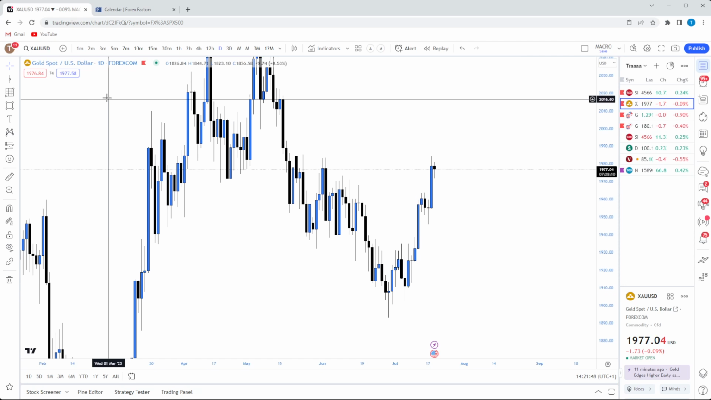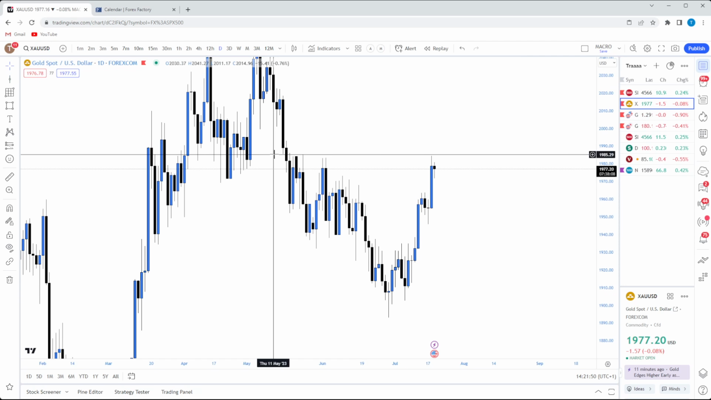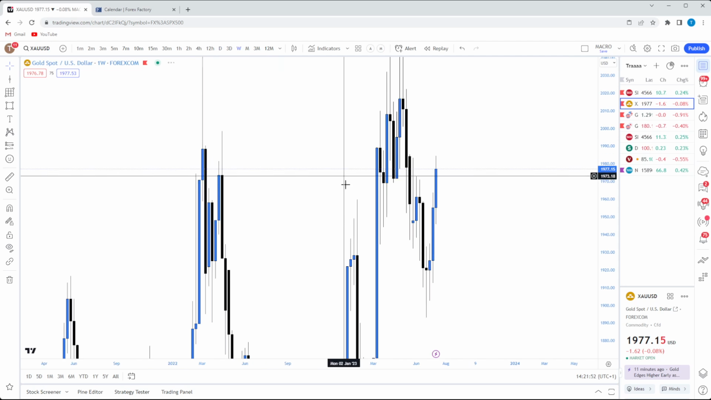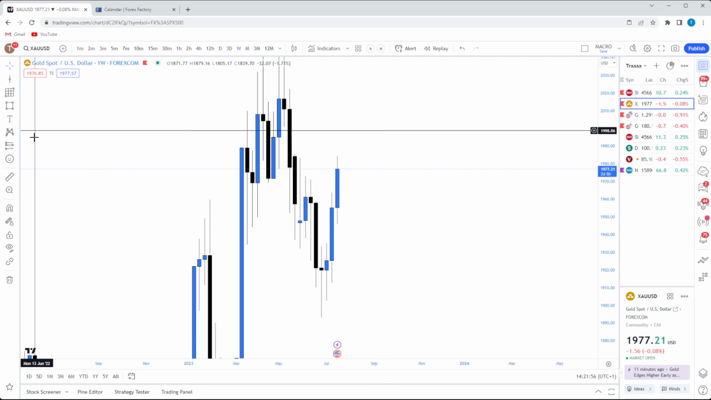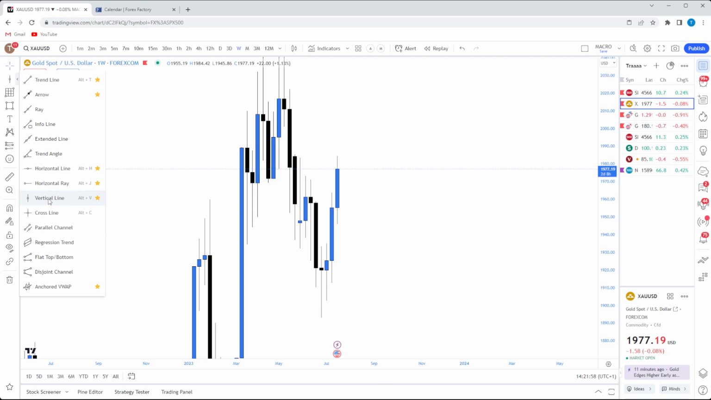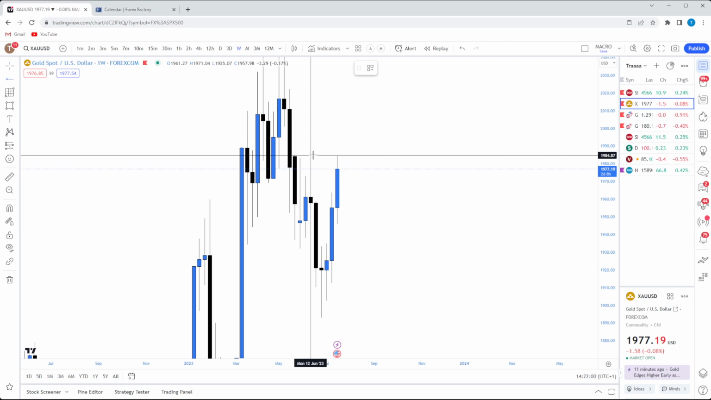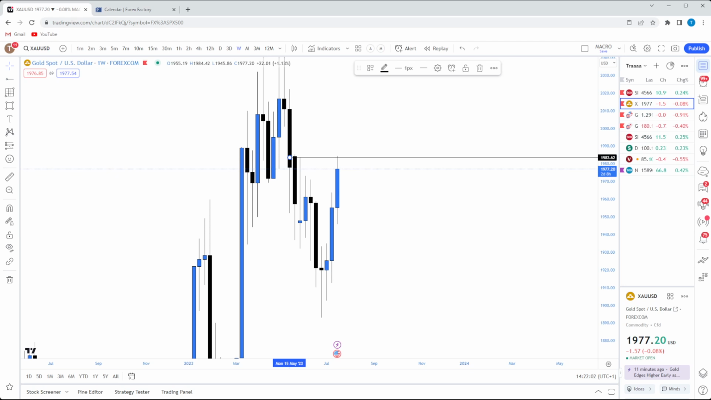Gold, remaining bullish on this. We have not necessarily gotten up to these. Oh yeah, it looks like we did take out these weekly highs. Okay, so we took out these weekly highs right up here.